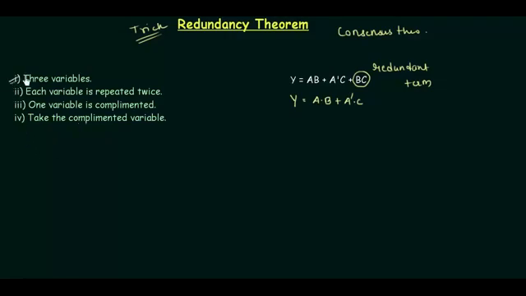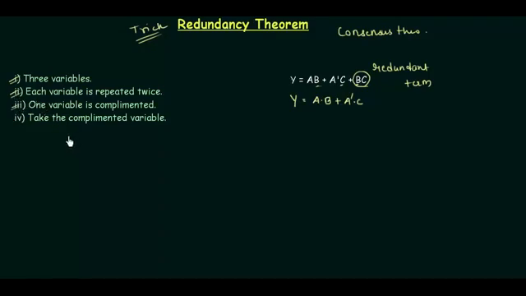The first condition is there must be three variables, and we have three variables. A, b and c are the three variables in our function y. The first condition is satisfied. The second condition is each variable is repeated twice, and the repetition may be in the normal form or in the complemented form. There is no problem in that. Like a is repeated here and here. Here it was a, and here it is a complement. B is also repeated. C is also repeated. So all the variables are repeated. Condition number 2 is also satisfied.